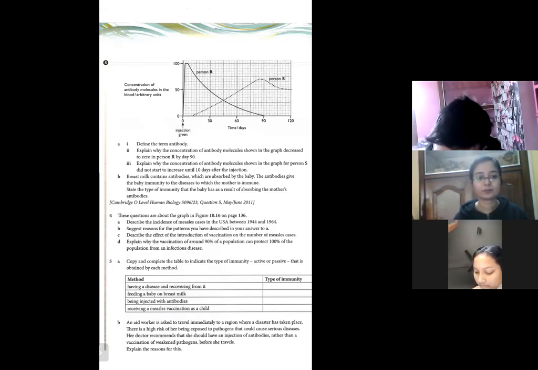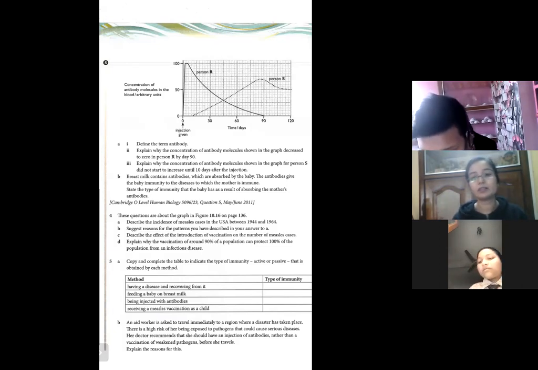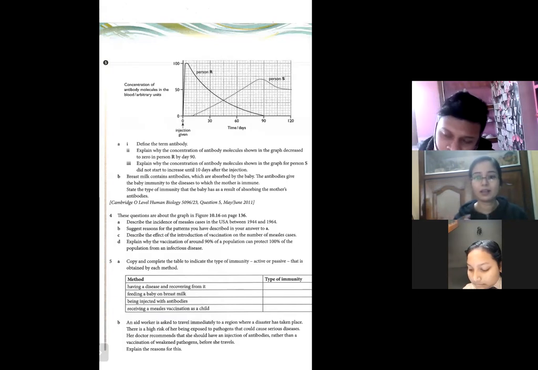If the question carries 2 marks or 3 marks, you will have to write this much. If the question carries 1 mark, then no need to write all these sentences. You will write only one sentence: the baby has a passive immunity as a result of absorbing the mother's antibodies. That's it. You don't need to write anything else. But if the same question carries 2 or 3 marks, then you will have to write this answer. These answers are a little bit large, so you will have to write 2 or 3 sentences.